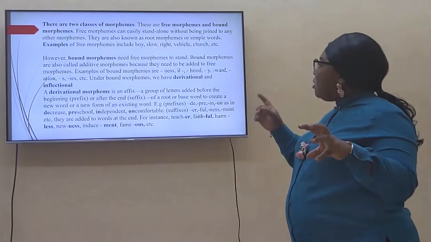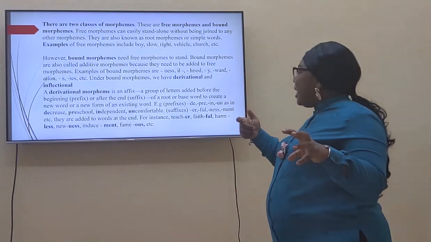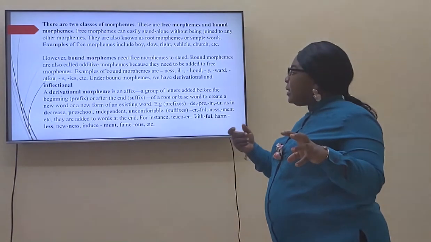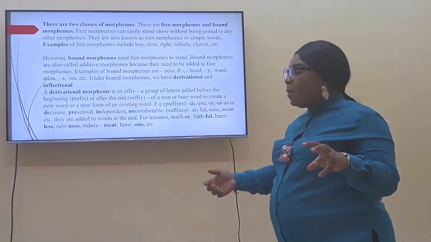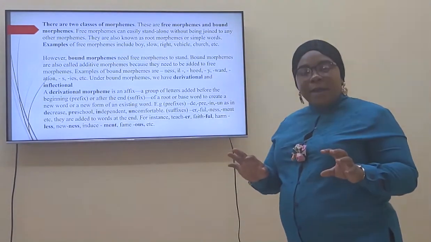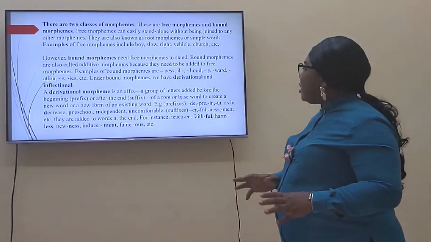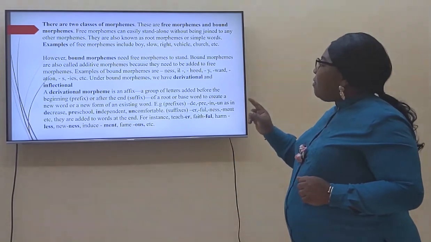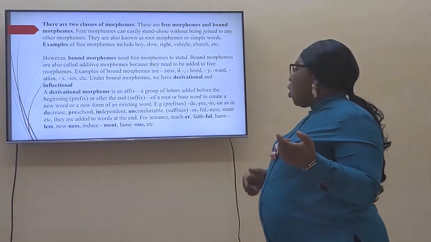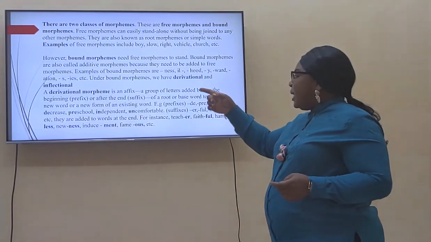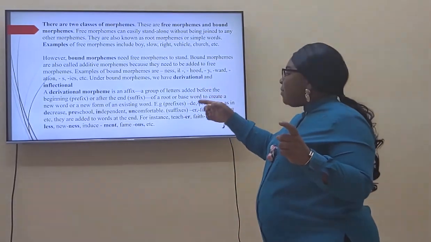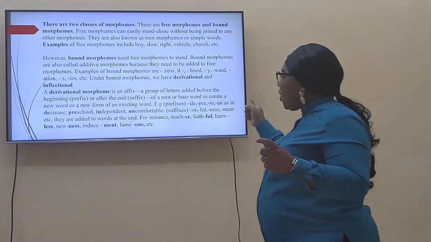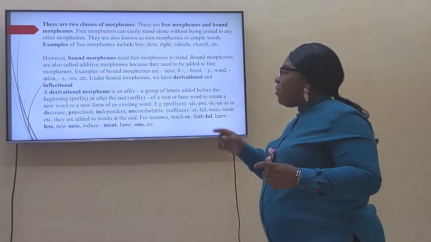Now, examples of bound morphemes are ness, ful, would, ye, word, action, is, and the rest of them. They cannot stand and make a meaning on their own. They have to depend on the free morphemes for them to have a meaning. Now, a derivational morpheme is an affix or a group of letters added before the beginning, which is prefix, or after the end, which is suffix, of a root or base word to create a new word or a new form of an existing word.